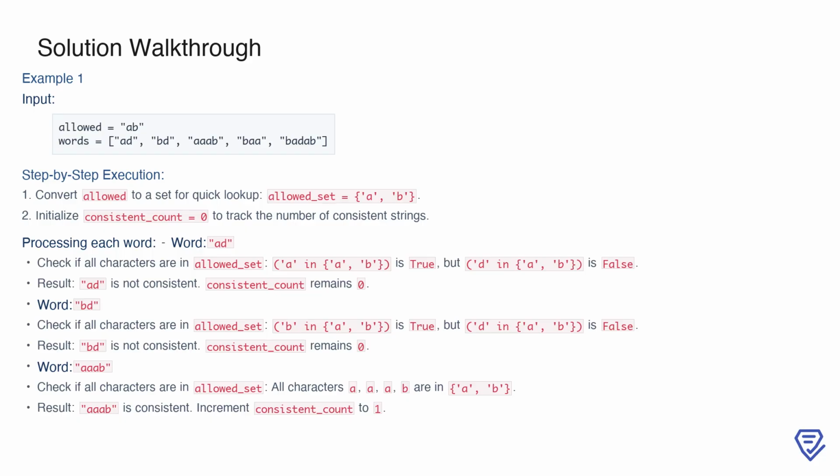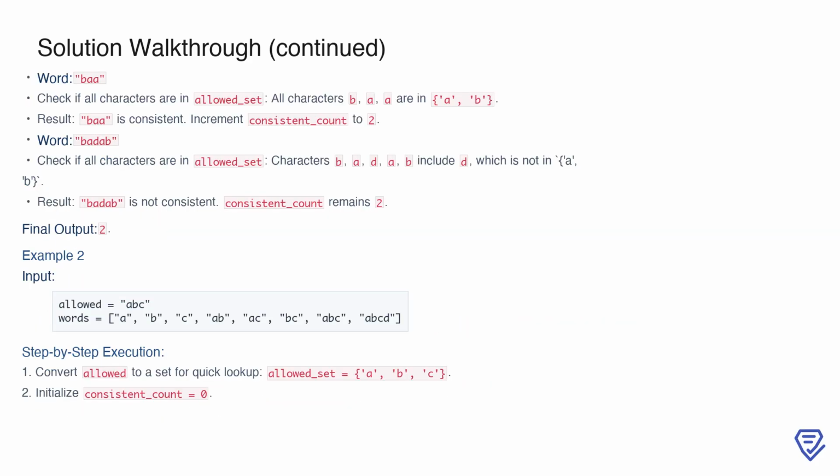Starting with the first word, add, we check if all its characters are in allowed_set. While the character a is in the set, d is not. This means add is not a consistent string, so consistent_count remains 0. The next word, bd, is checked similarly. Here, b is in the set, but d is not, so bd is also not consistent, and consistent_count stays at 0. Moving on to ab, all its characters a and b are in the allowed_set. This makes ab a consistent string, and we increment consistent_count to 1.